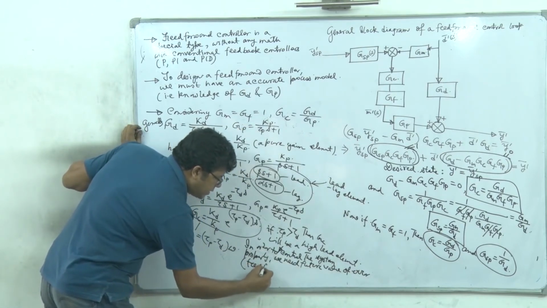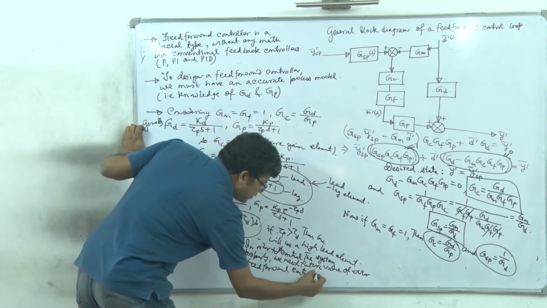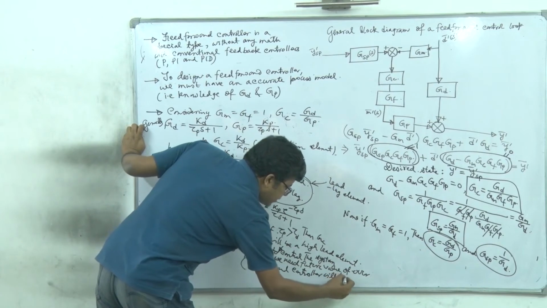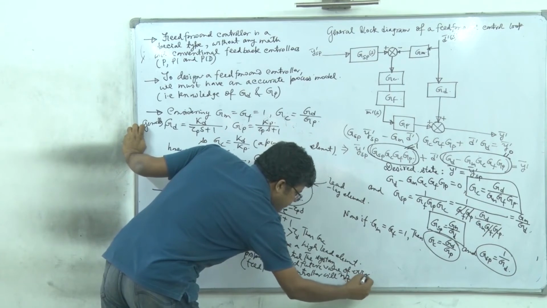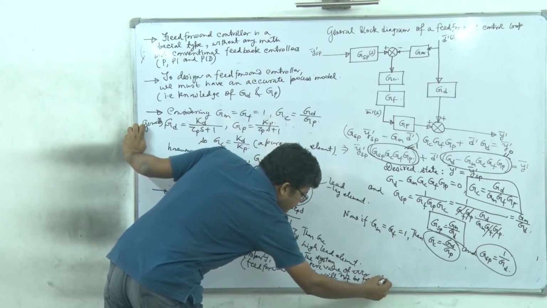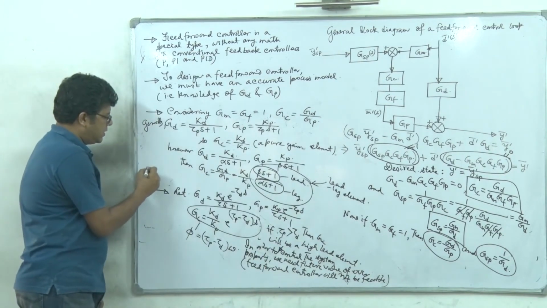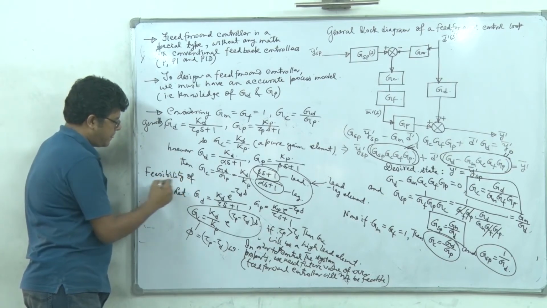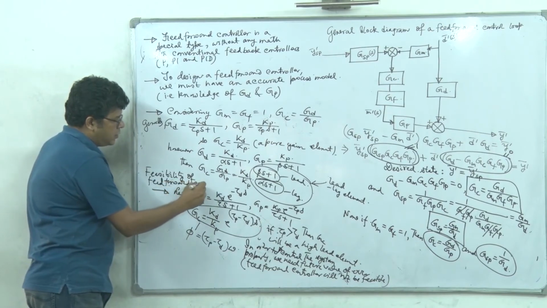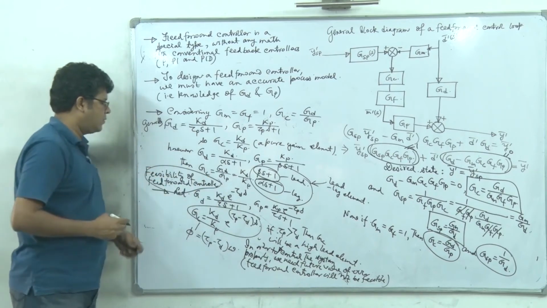So what will be the inference? Feed forward controller will not be feasible, right? The feasibility will be the question. So this is about the feasibility of feed forward controller. Try to understand this. Okay.